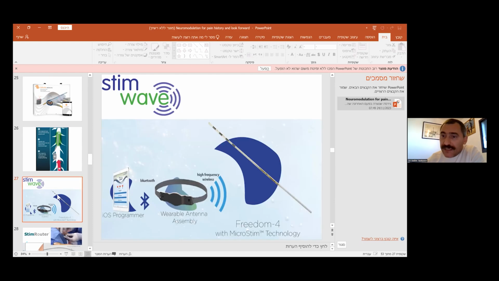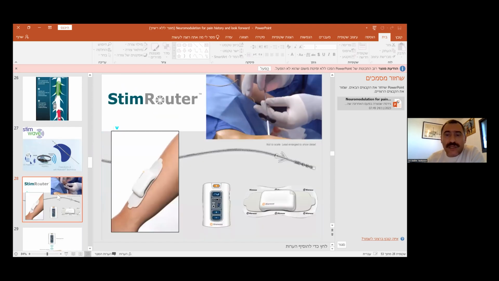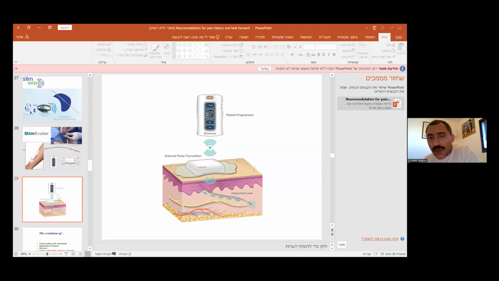The next step was the introduction of different IPG-free devices, where we implant the electrode with the antenna but without the IPG. The IPG is external. It is better for thin patients. For patients, we can eliminate pocket infections and pocket pain and different other problems. There are some companies producing such devices: Stimwave for now, Curonix company, StimRouter. So we put in the electrode, they put the antenna on it, and we have a transducer and an external stimulator that can provide the treatment.